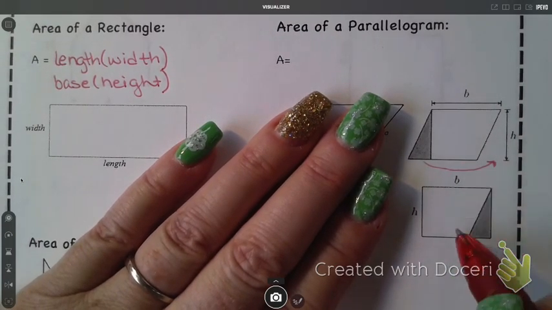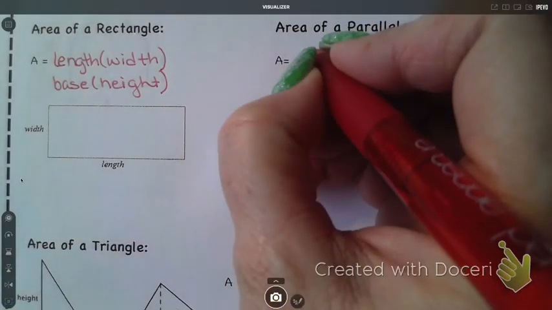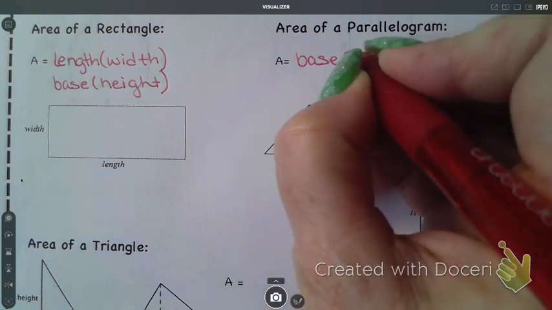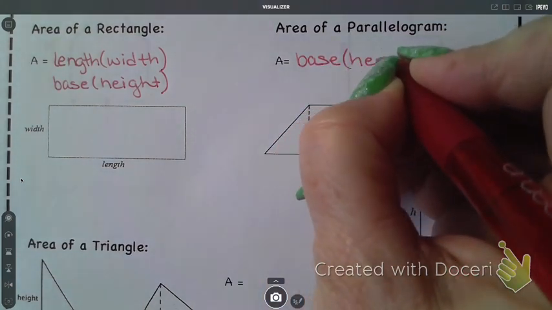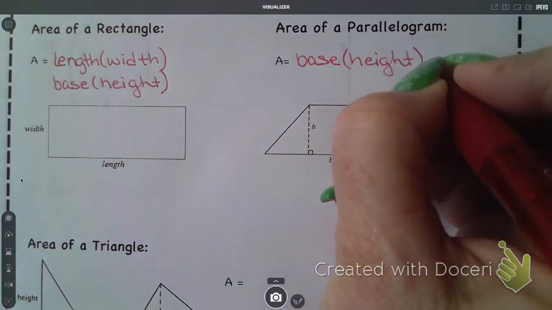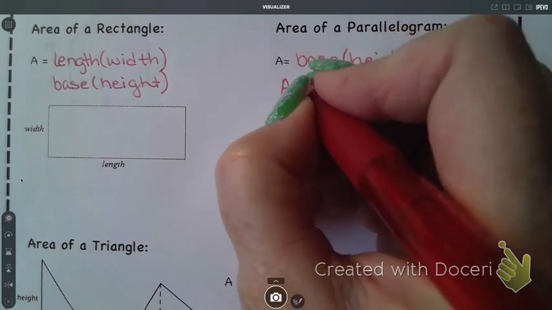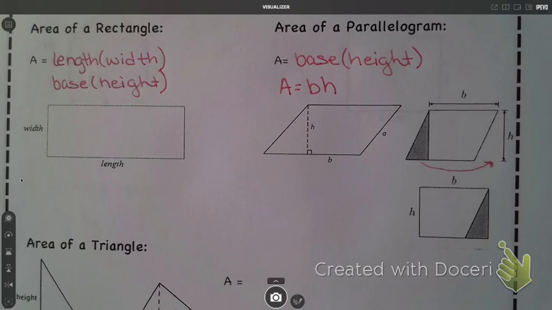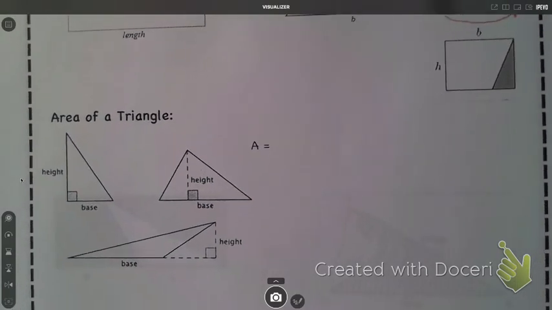But since I can say it's a rectangle, my area is just base times height. Now, if I'm abbreviating it, I say A is BH. What does BH mean? Base times height. Again, I can't say it's a square because there's no measurements there, can I? So then the next one is a triangle.